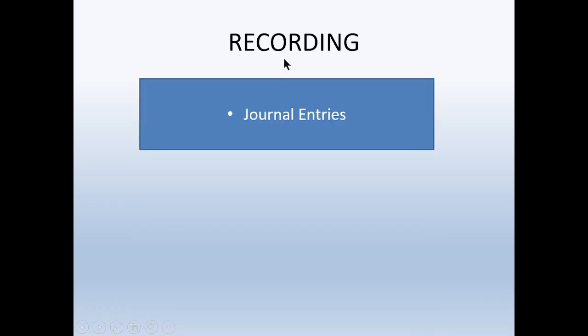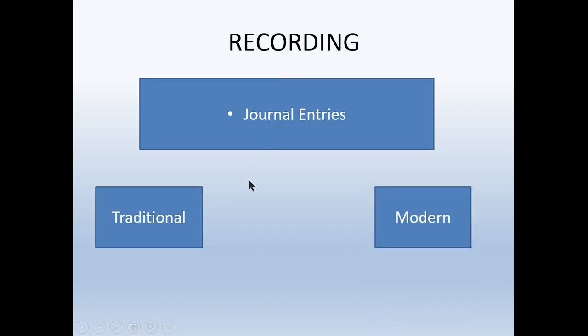Today I am going to explain how to prepare journal entries in a simple way. So the first step in accounting is recording. Recording is done through journal entries and subsidiary books. For writing journal entries we have the traditional and modern approach. The modern approach is easier, so I will explain journal entries through the modern approach.